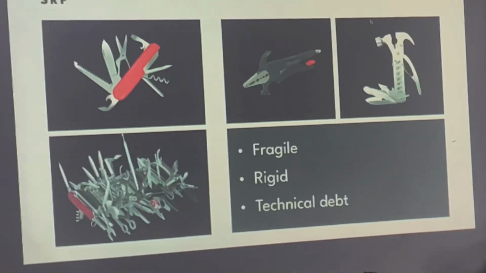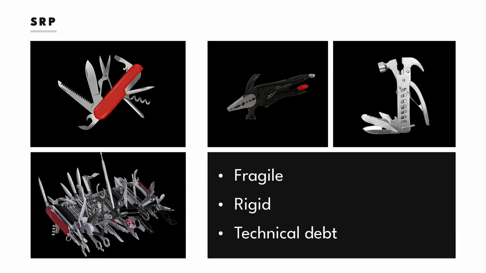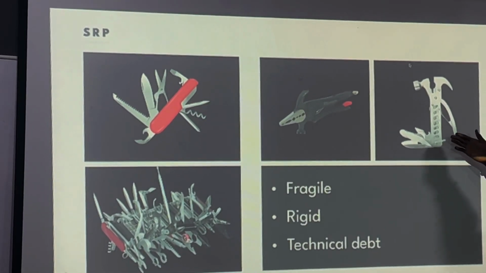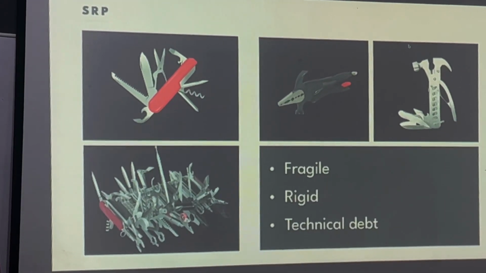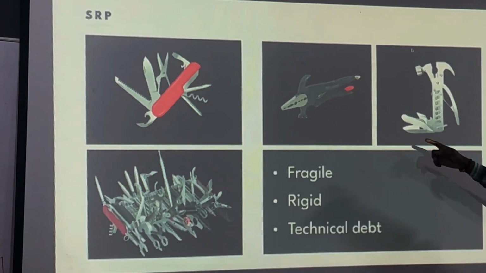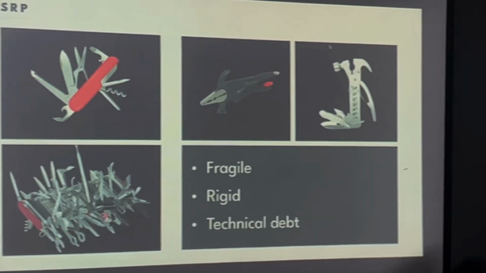Let's take a look at some of these systems. What comes to mind seeing these different tools? They are doing too many things. This is a hammer, also a stapler. You can see the other one. It's a plier, also a hammer. So it's doing too many jobs.